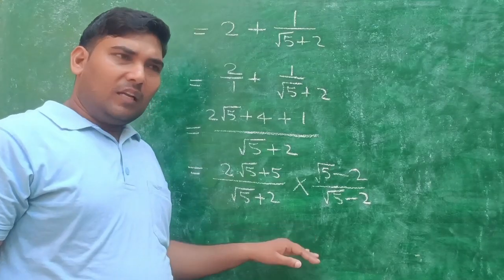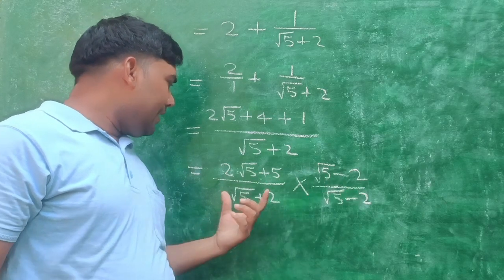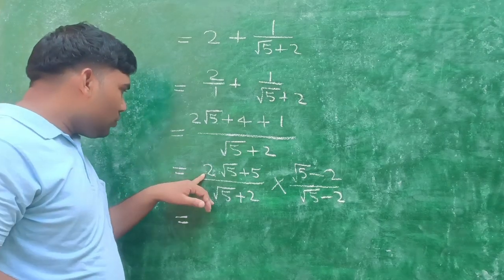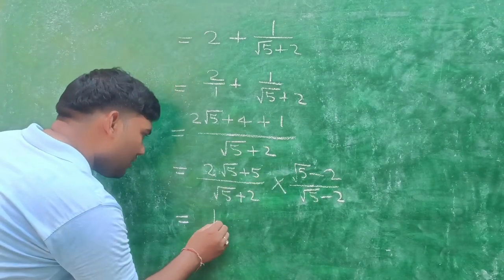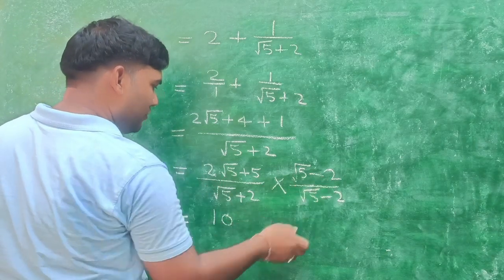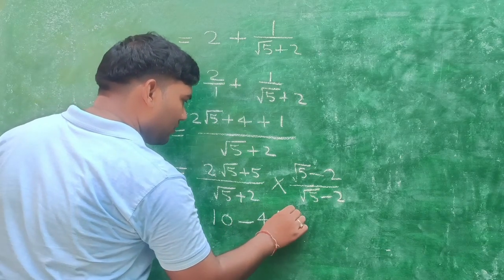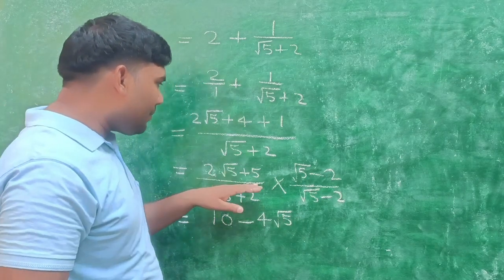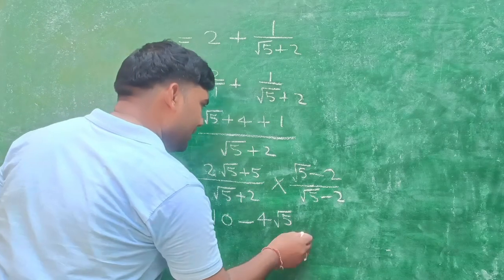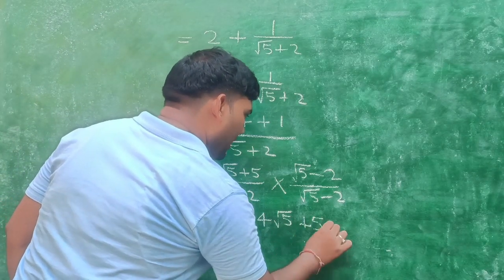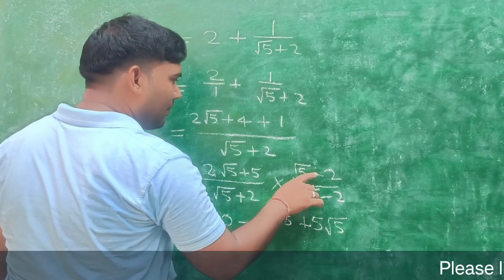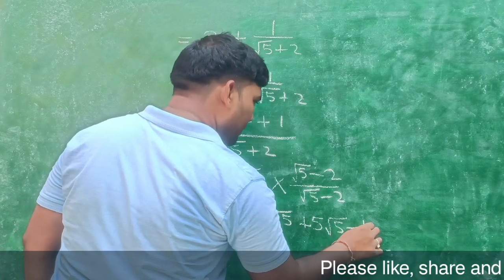Okay, dear student, here we will multiply numerator with numerator and denominator with denominator. So our next step will be 2 root 5 into 5. It means 10, and then 2 root 5 into minus 2. So here will be minus 4 root 5. And now we will multiply this 5 by root 5 minus 2. So here will be plus 5 root 5, and this plus 5 will multiply by minus 2. So here will be minus 10.